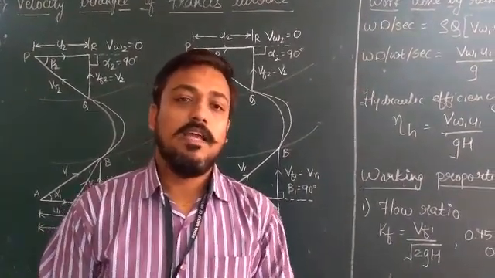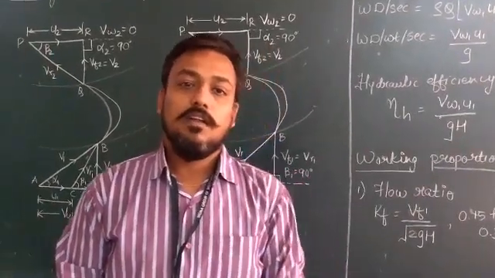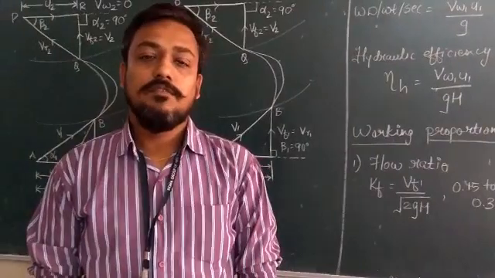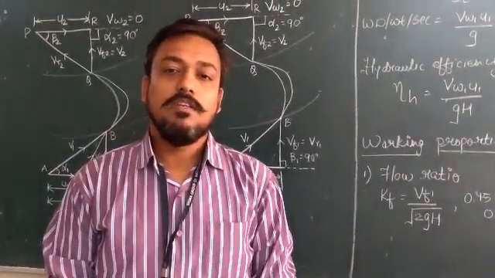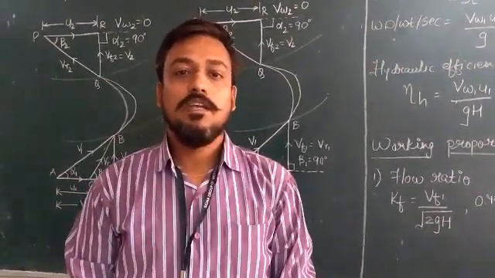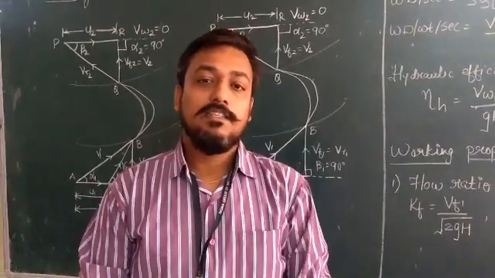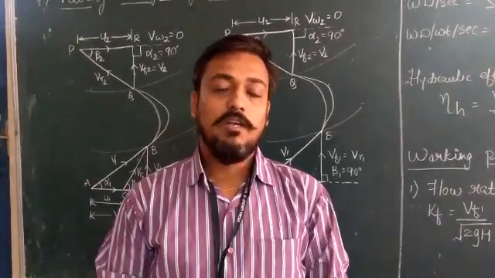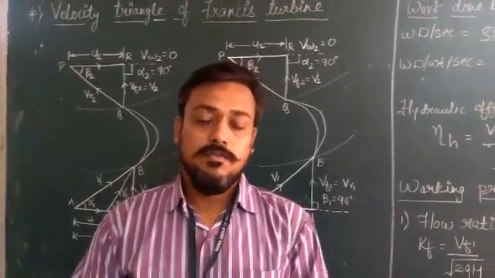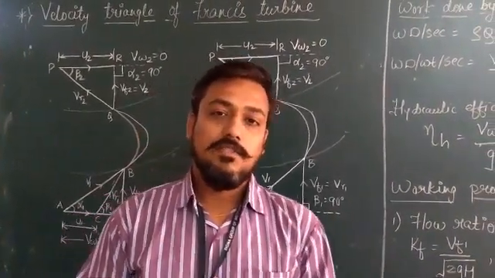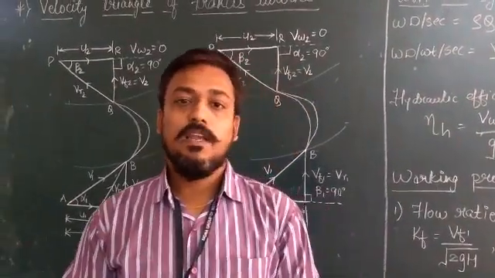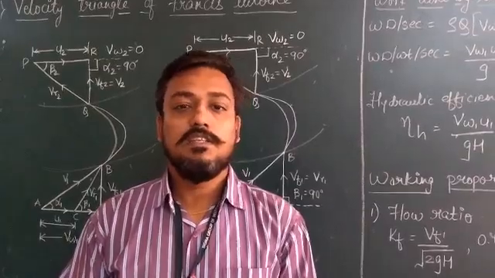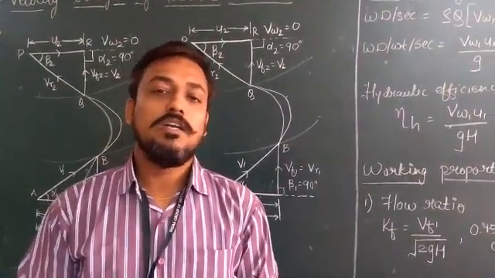Then we have the runner. Runner is a circular wheel on which we have the vanes. These vanes are also called the moving vanes. The water coming from the guide vanes will enter tangentially at the tip of the runner, and it will leave the runner axially. So that is the runner. Then last we have the draft tube. Draft tube is used for the discharge of the water from the runner to the tail race.